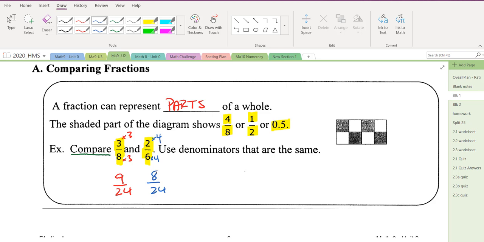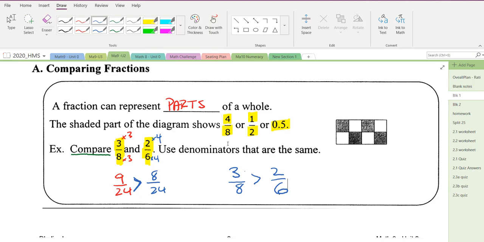When comparing, we can say which one's bigger or smaller. So which one's bigger here? The one on the left or the one on the right? The left. So to compare, just compare the numerators. The denominators are the same. So the bigger one is the one on the left. 9 is bigger than 8. Right? So now, using the original fractions, we can say 3 over 8 is bigger than 2 over 6.